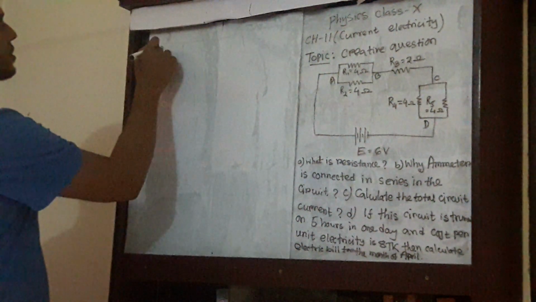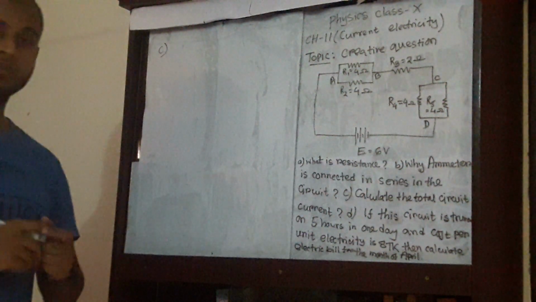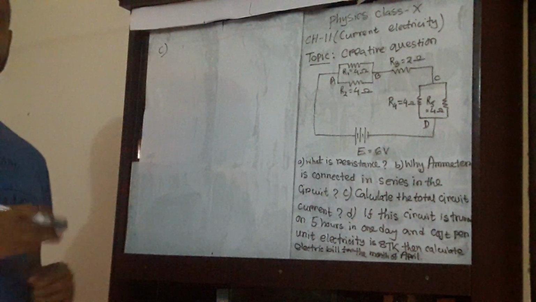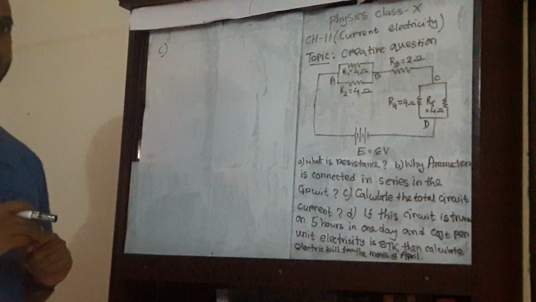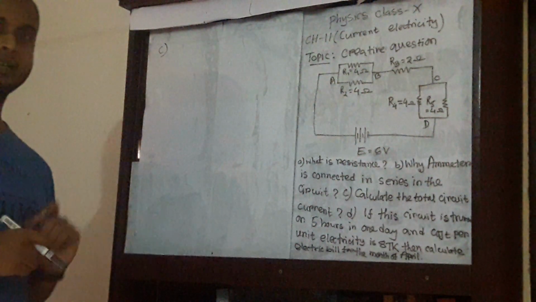Now boys and girls, I'm going to solve question number C. Calculate the total current of the circuit. Before calculating total current, I need to calculate the total resistance of the circuit. I repeat, I need to calculate the total resistance of this circuit.